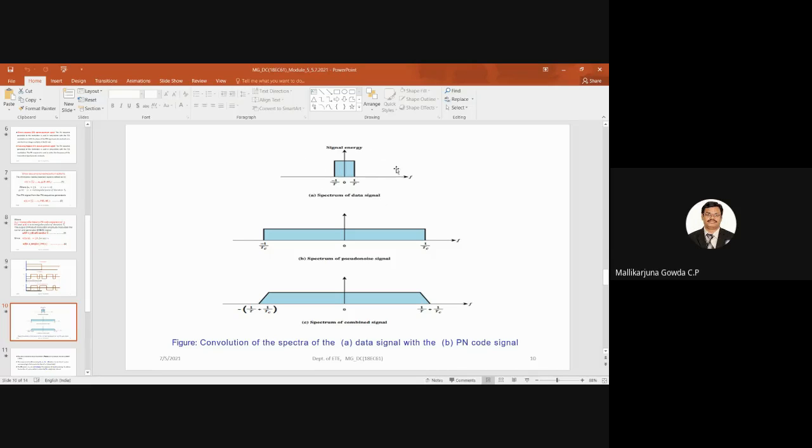So here I have taken the spectrum of the message signal, and this is the spectrum of the pseudonoise signal, and this is the spectrum of my spread spectrum signal. Two rectangular pulses of different widths: if you convolve them, what do you get? It is a trapezoidal waveform, right? Yes or no?